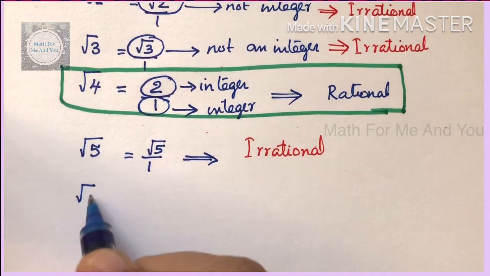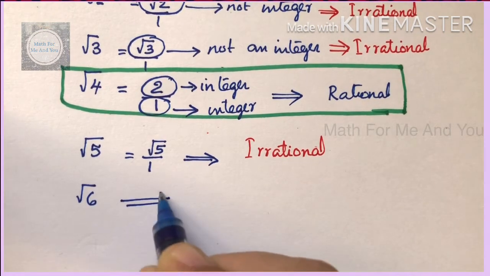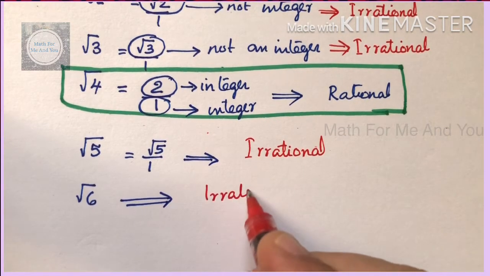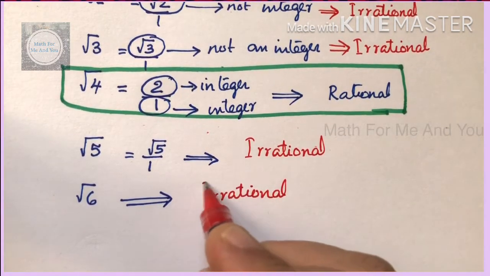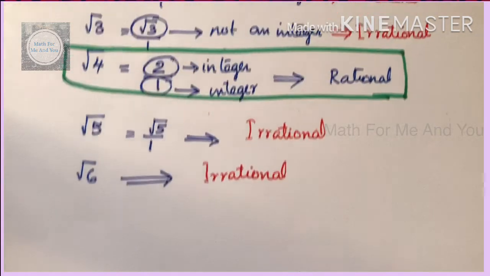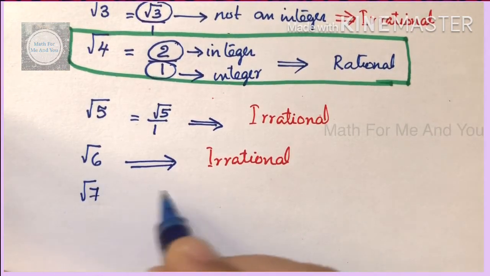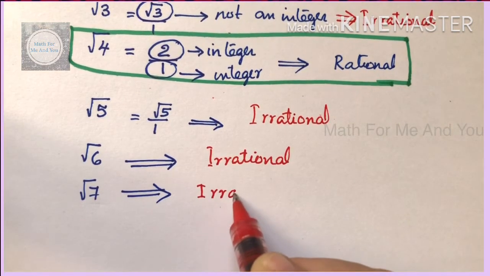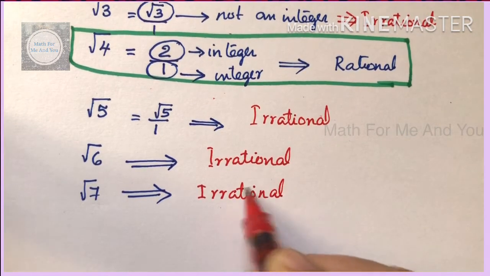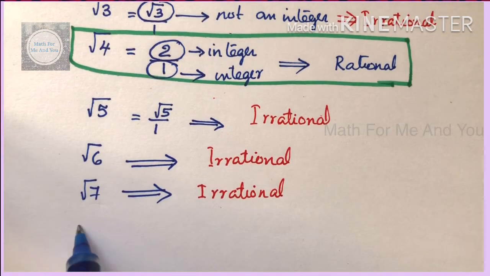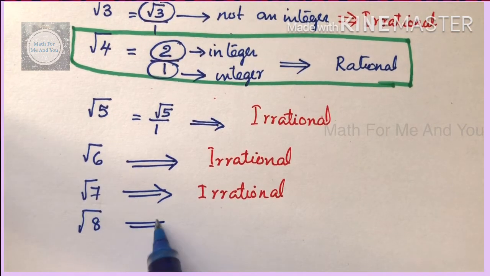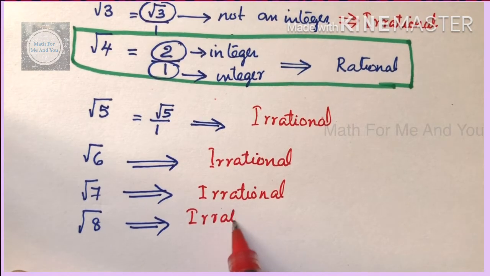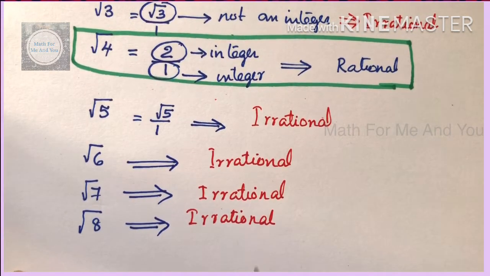Similarly, we can write root 6, root 7, root 8. All these numbers are irrational. Inside root 6, 6 is not a perfect square. We cannot find the square root as an integer. So root 6 is irrational. Same thing for root 7. Root 7 is also irrational. What about root 8? Root 8 is also an irrational number, because 8 is not a perfect square. We cannot find the square root as an integer. So root 8 is also irrational.